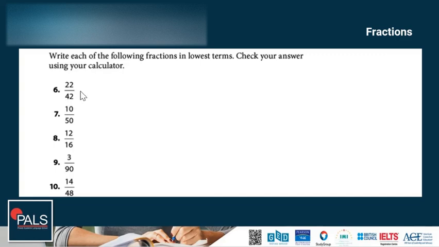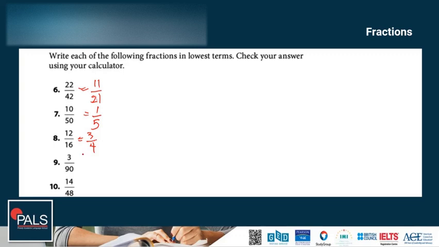Okay, number 6. 22 over 42 can be divided by 2. So we have 11 over 21. Number 7, 10 over 50 can be divided by 10. So we have 1 over 5. 12 over 16 can be divided by 4. So we have 3 over 4.